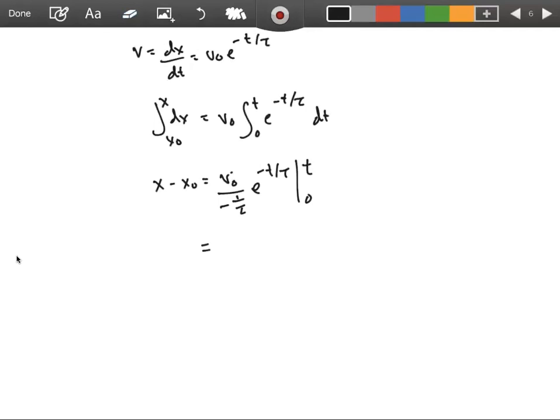Plugging all that in, I can bring in the minus sign to change the order of my bounds. So let's go ahead and do that. It's going to become t to 0. So finally, I'm going to get v0 tau times 1 minus e to the minus t divided by tau.